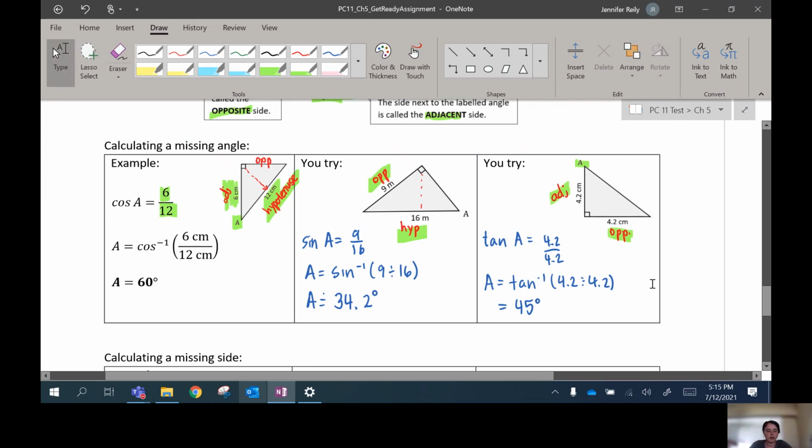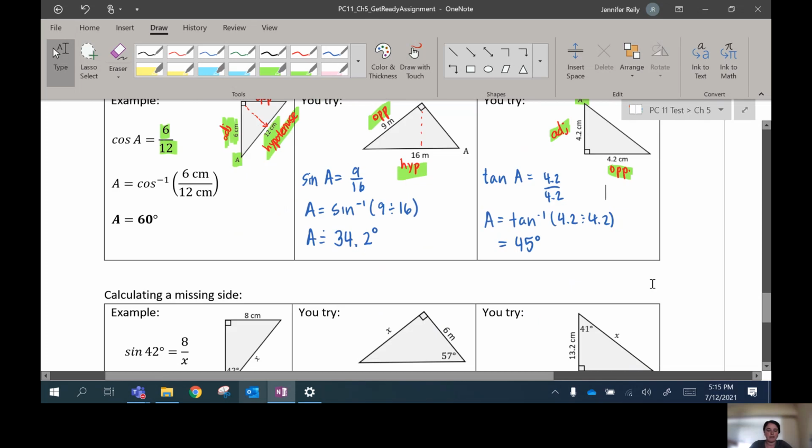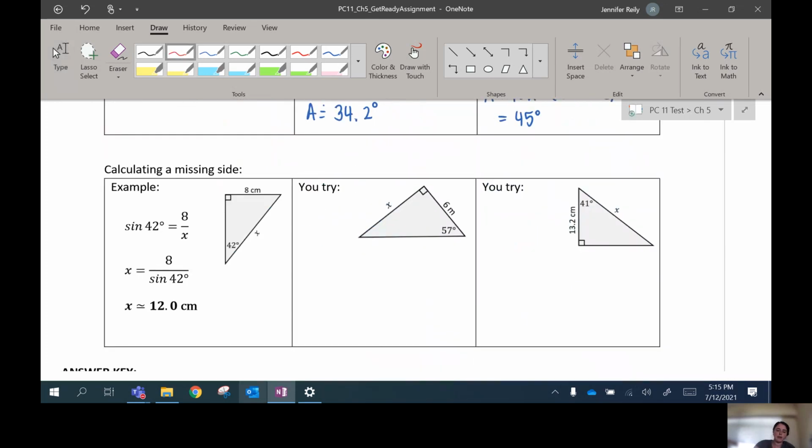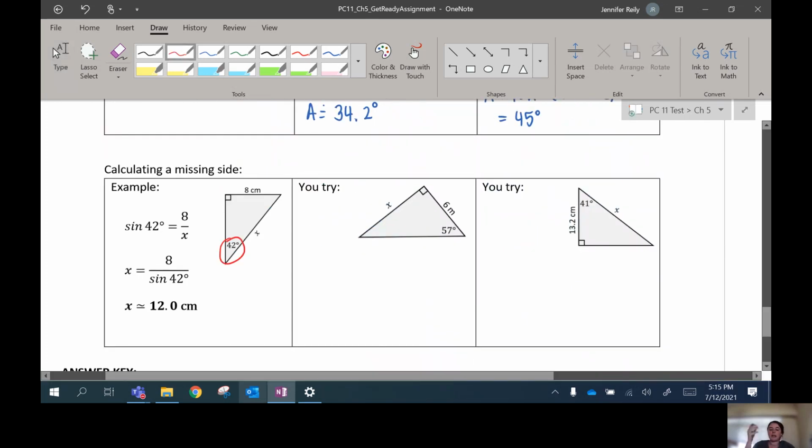Now we will review how to calculate a missing side. We always start with the same process, that we always label. So in this case here, we're going to be given an angle, and then we're going to be calculating an unknown side. So let's label our sides here. This would be the opposite side, and this would be the hypotenuse. So I want to use the sine ratio, because sine is opposite over hypotenuse. So I write the ratio like this.